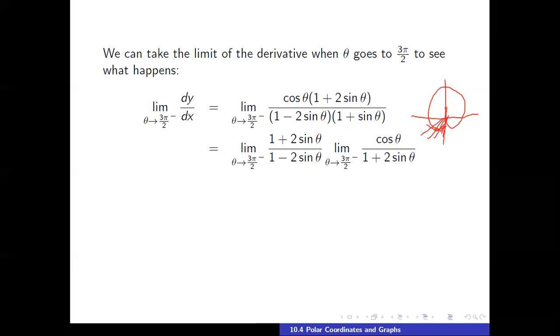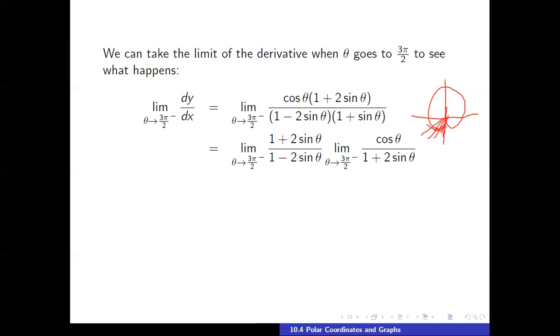I'm going to split this thing apart in a convenient way. Does that make sense? I just put the 1 plus 2 sine theta and the 1 minus 2 sine theta together. But hey, what happens when I plug in 3 pi over 2 into the sine function? What's sine of 3 pi over 2?